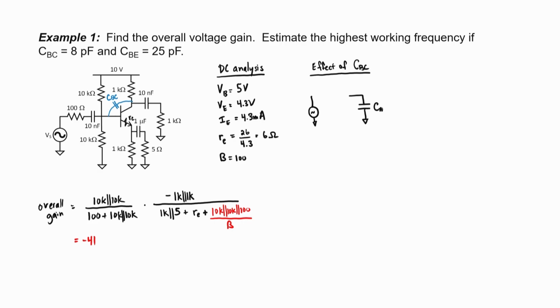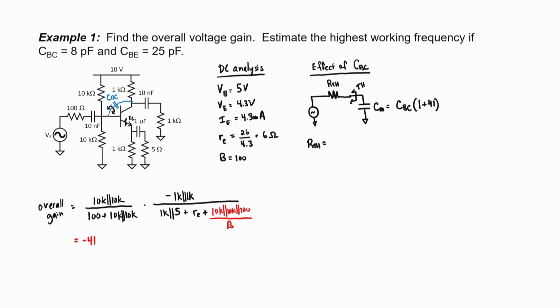Let's find the Miller capacitance first. It's just going to be CBC times 1 minus our gain, and our gain is negative 41, so it's going to be 1 plus 41. What's connected to the Miller capacitance is a Thevenin equivalent resistance and a Thevenin equivalent source. If I were to label that here in the circuit to the left, I need to be looking in this direction from our capacitor. The only thing that really matters if I'm trying to find the corner frequency is the Thevenin resistance, so I'm going to skip finding the Thevenin equivalent voltage.